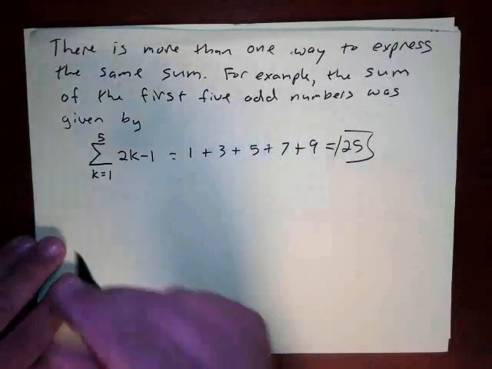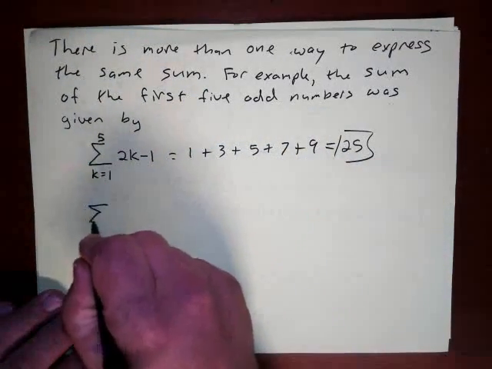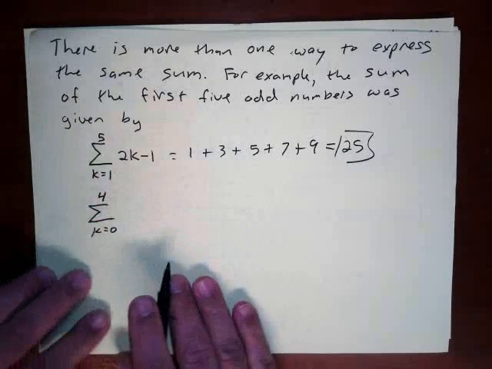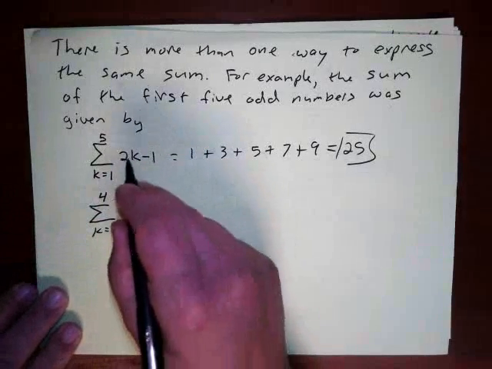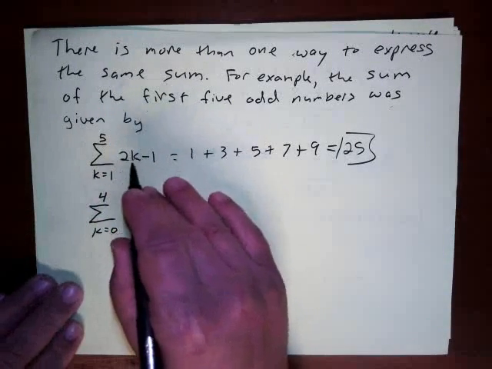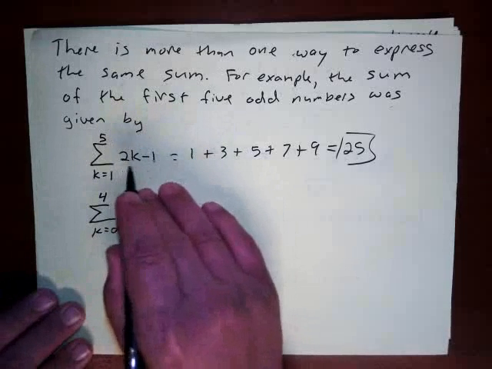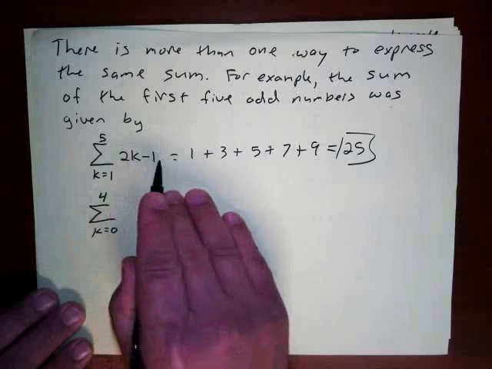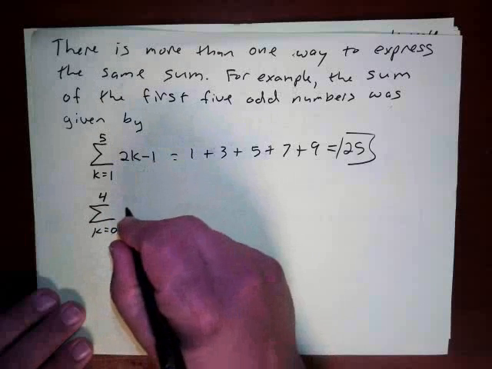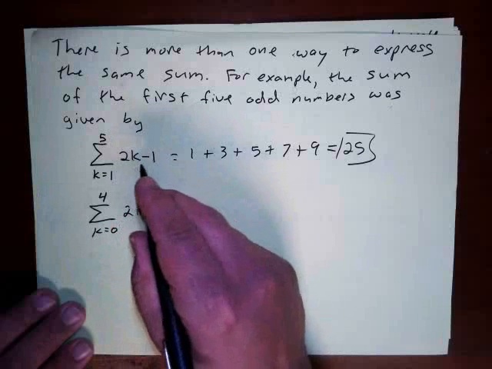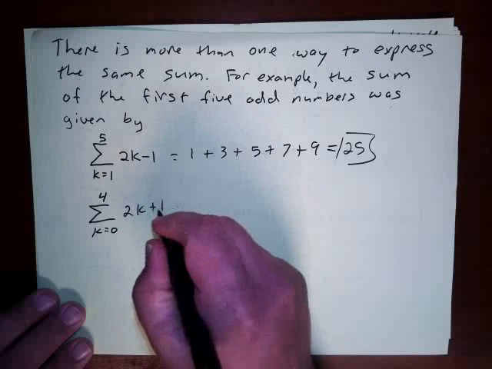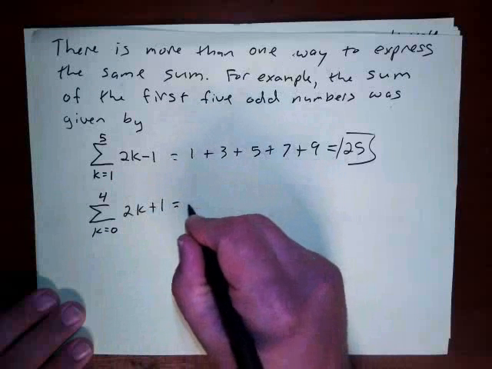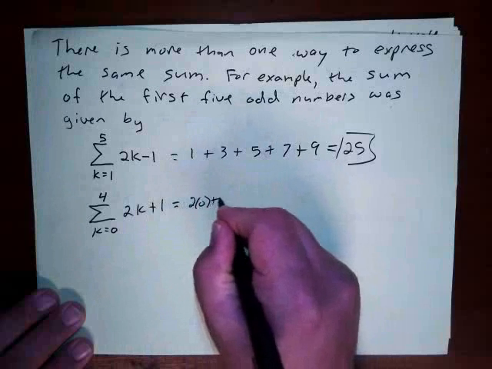But there are other ways of expressing them. In particular, let's say I go from 0 to 4, instead of 1 to 5. Then I could change this expression here somehow. So how would I need to change this? If I put in 0 here, I would actually get -1, right? But let's say I do 2k, instead of -1, I do +1. Then when I put in 0, I would get 0 plus 1, and that would give me 1. So it'd be like 2 times 0 plus 1.